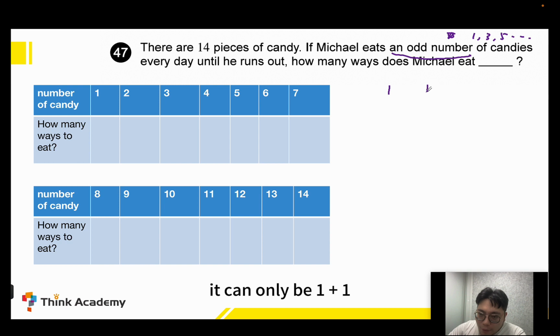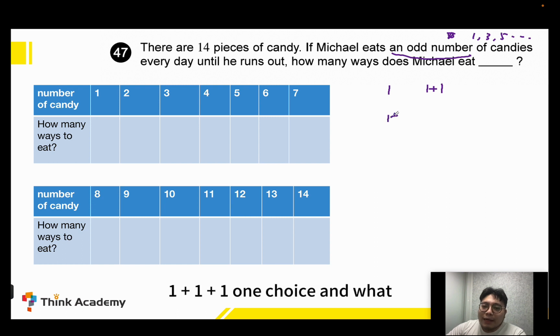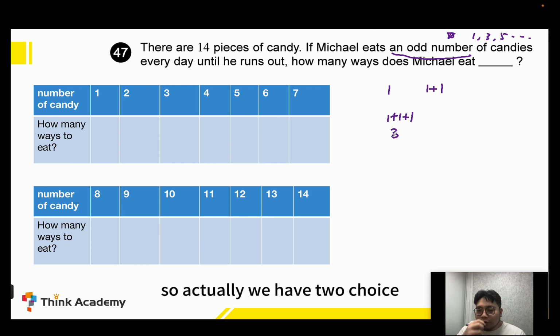And for 2, how many choices? It can only be 1 plus 1. Can it be 2? No, because we need to choose odd numbers. And for 3, how many choices? 1 plus 1 plus 1, that's 1 choice, and 3. Right? So actually we have 2 choices.